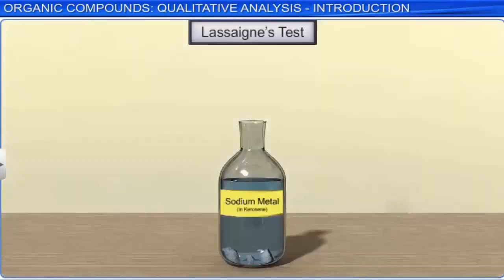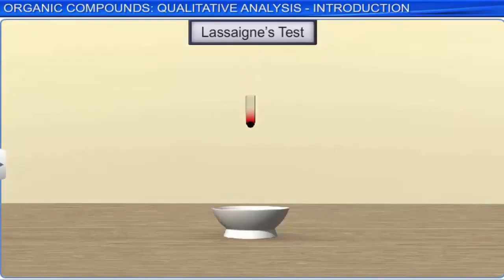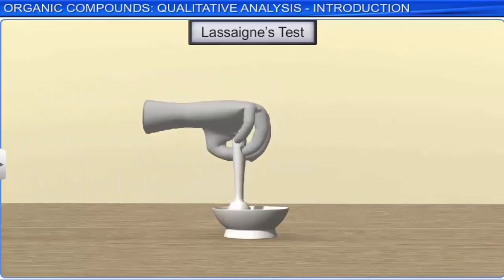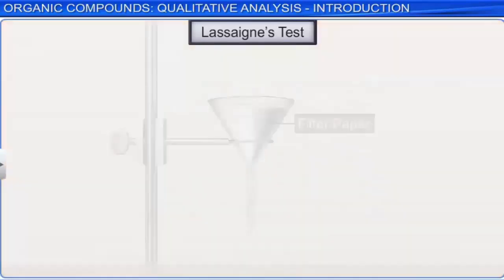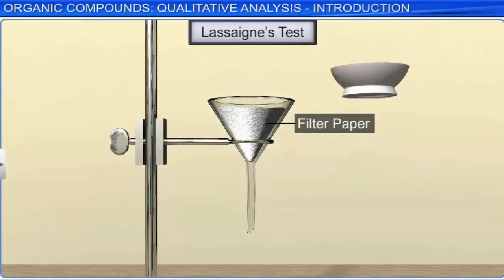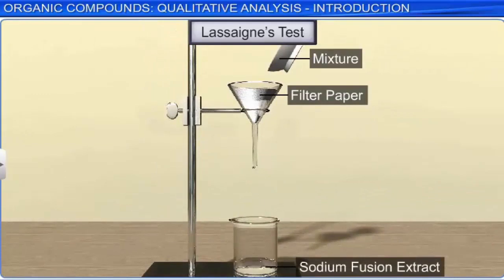In Lassaigne's test, a small piece of sodium metal is taken into a fusion tube and is heated to red hot. Then, the given compound is added to it in small amounts and the fusion tube is again gently heated to red hot. The red hot tube is then introduced into a mortar containing a few ml of distilled water. The red hot tube is crushed and the mixture is thoroughly ground with a pestle. The contents are then filtered into a test tube. The filtrate obtained is called sodium fusion extract or Lassaigne's extract.